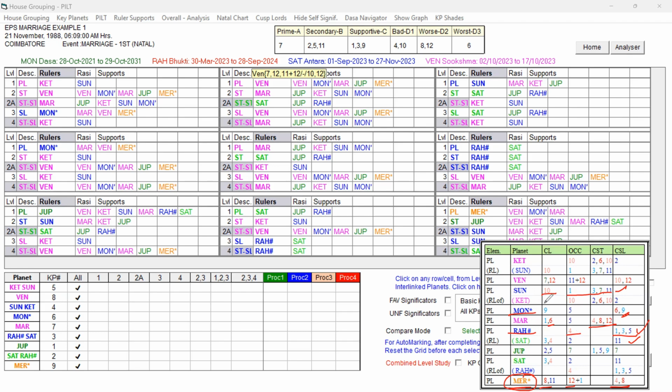So keeping this self-signification table open will be more useful in verifying each planet's self-signification when we are doing the analysis on the PILT table also. You have to keep that in mind. So now let us check the destiny. Destiny, 7th lord. 7th lord is Venus. 7th sublord is Jupiter. So let us check 7th lord Venus and 7th sublord Jupiter.